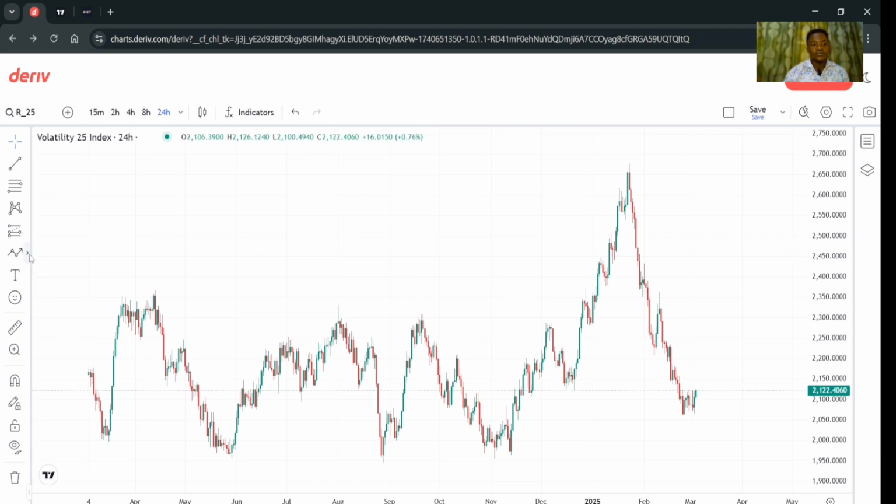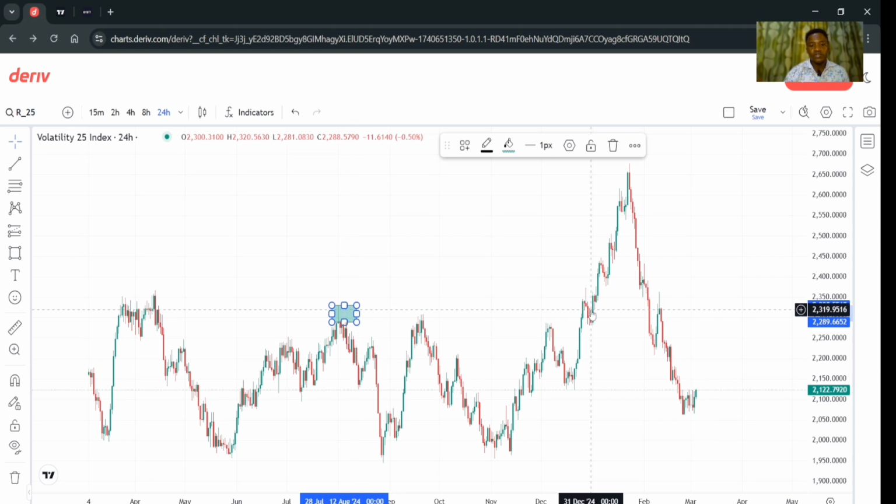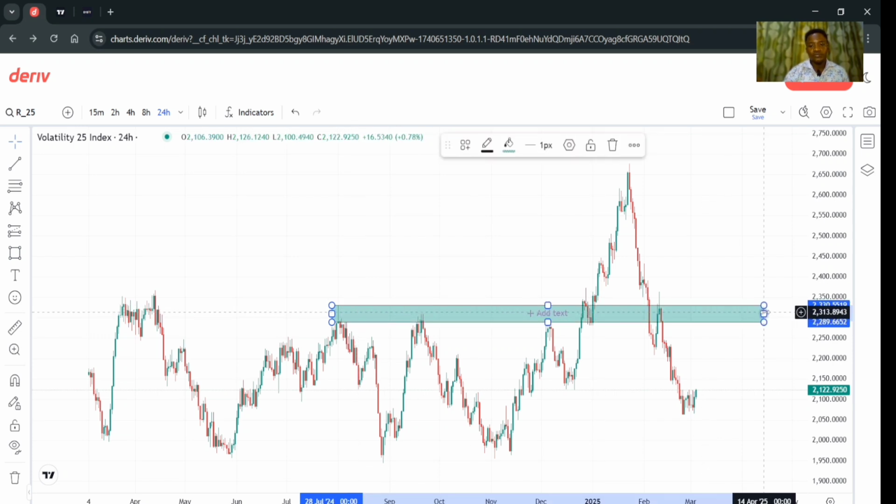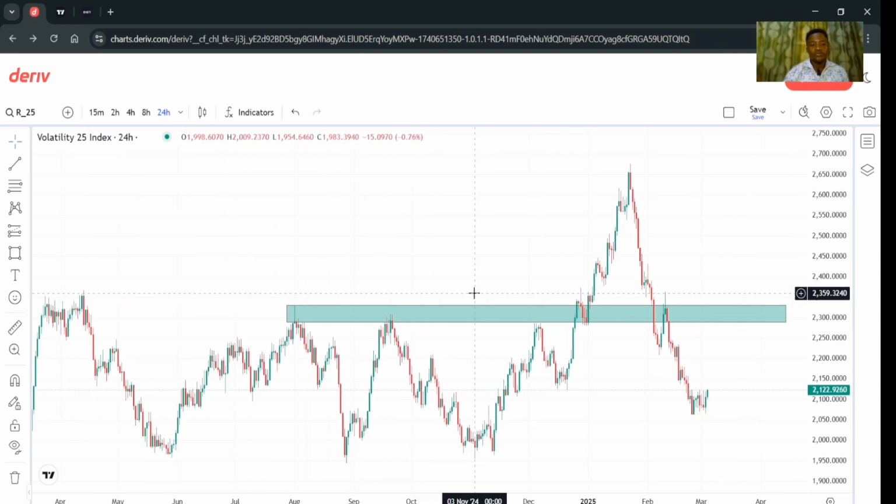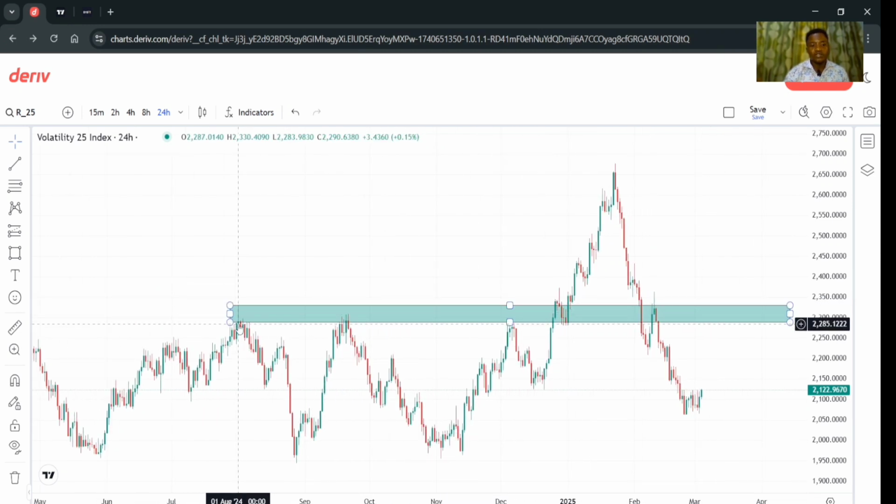So now I'll be drawing out my level. From the body to the wick of the candle, then I will stretch it out. Which means this zone is a resistance zone. The market touches twice. You could see the first touch is here, the second touch happens to be here as well, and the market drops significantly.